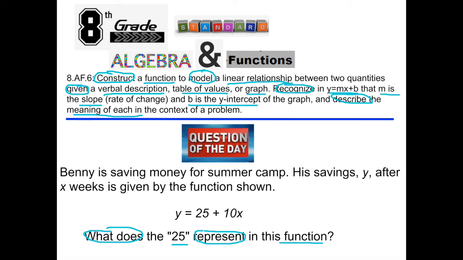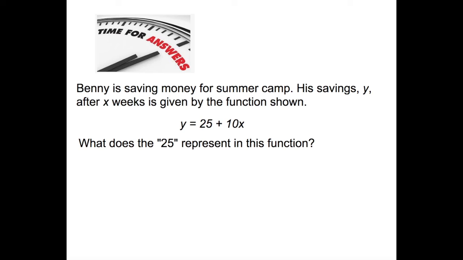Time is up. Let's take a look at the answer. Benny is saving money for summer camp. His savings y after x weeks is given by the function shown. y equals 25 plus 10x. What does the 25 represent in this function?